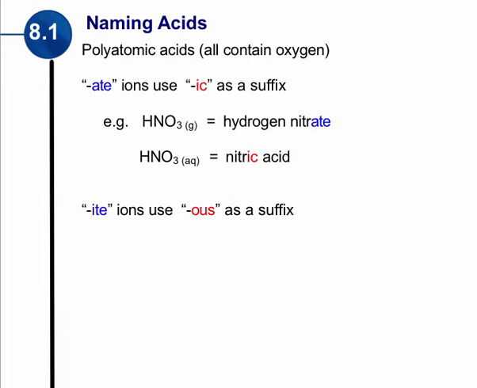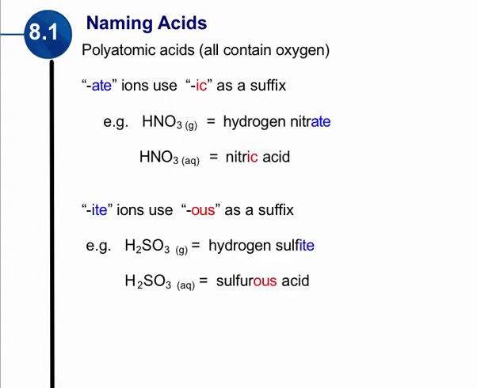Some polyatomics actually don't end in ate, they end in ite. And if that's the case, then we change the ite to an ous as the suffix. Again, here's an example, H2SO3 in the gas form. This is the compound hydrogen sulfite. Now, if we wanted to write the name of the acid, the AQ form, we would take the ite and it becomes an ous, and we have sulfurous acid. Notice we go back to the periodic table to put that ur in there. It's not sulfous, but sulfurous acid.